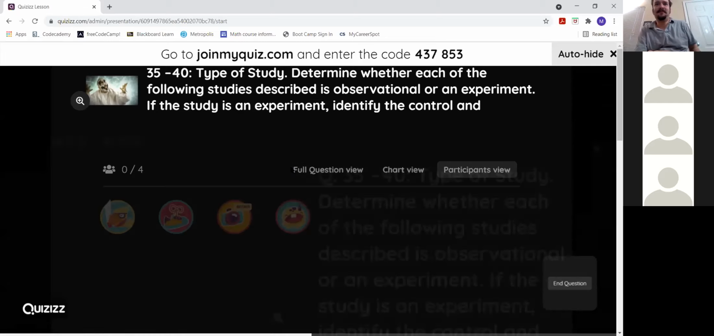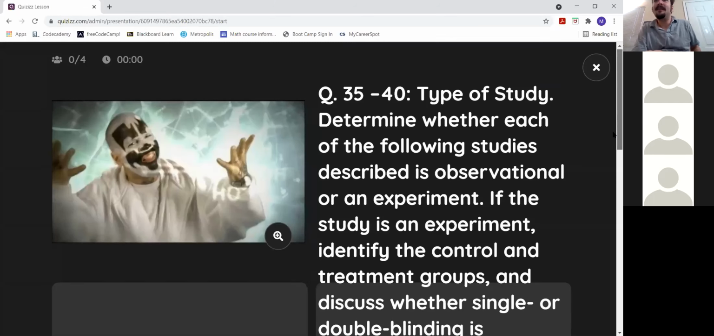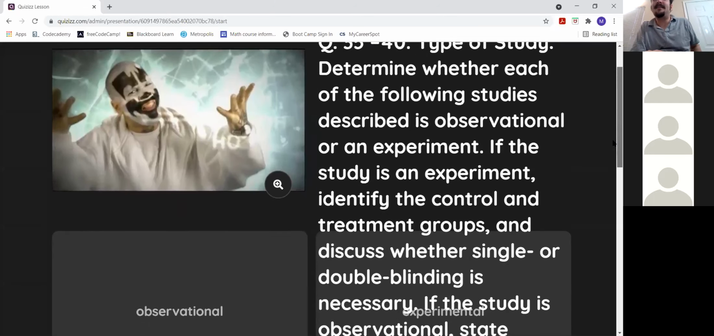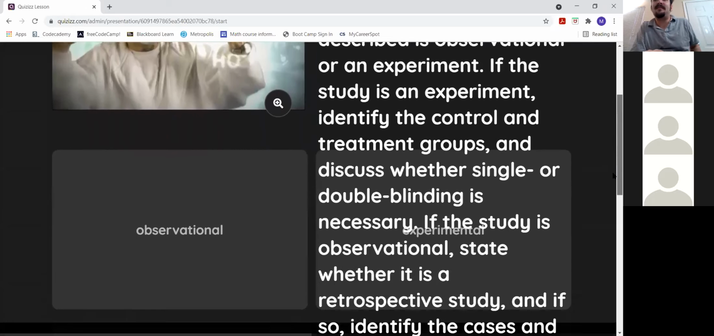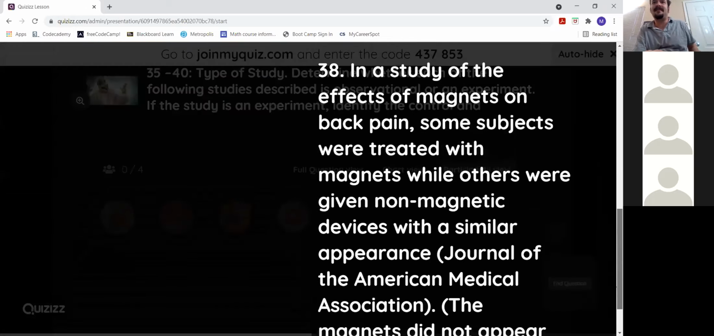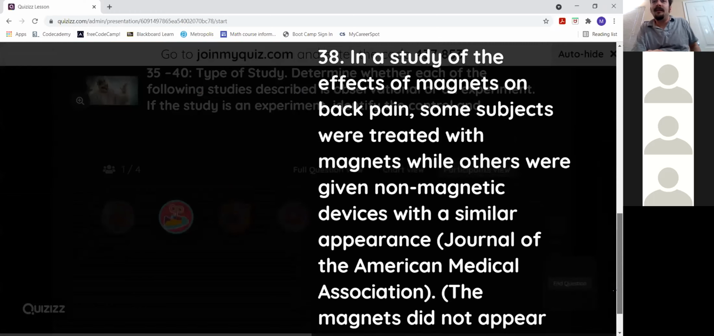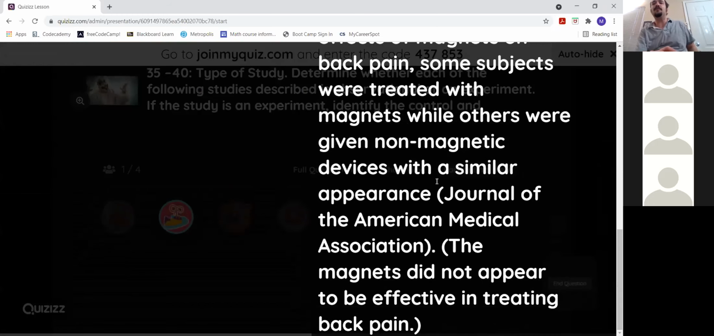Oh, the magnet example. I'm sorry about that picture. I don't know where it came from. Type of study. Determine whether each of the following studies describes the same, with the same instructions. Here's the example. A study of the effects of magnets on back pain. Some subjects were treated with magnets, while others were given non-magnetic devices with a similar appearance. I think we call those placebos. Journal of the American Medical Association is where it's coming from. The magnets did not work, apparently.